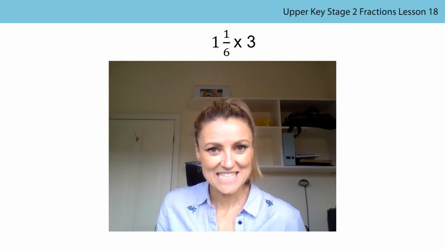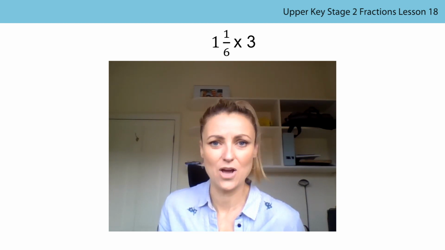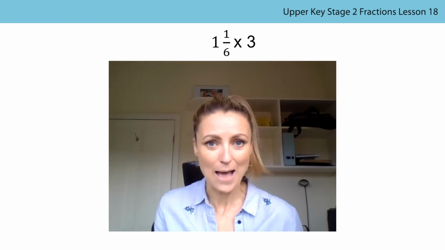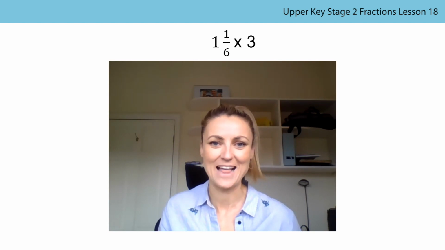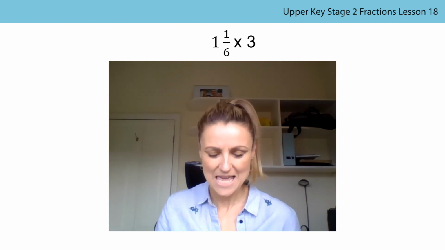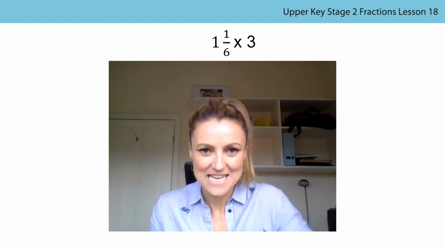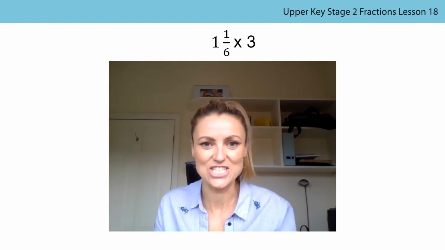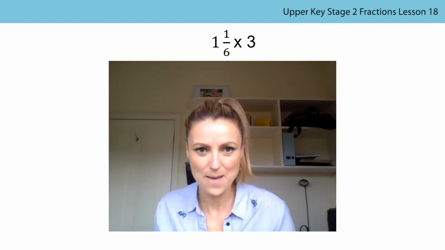So did you notice? Here we have a mixed number multiplied by a whole number. We've got 1 whole and 1/6, and I'm going to use real apples to show you how we're going to calculate this. Here is my 1 whole apple, and this apple I have divided into 6 equal parts, and here is 1/6 of my apple.